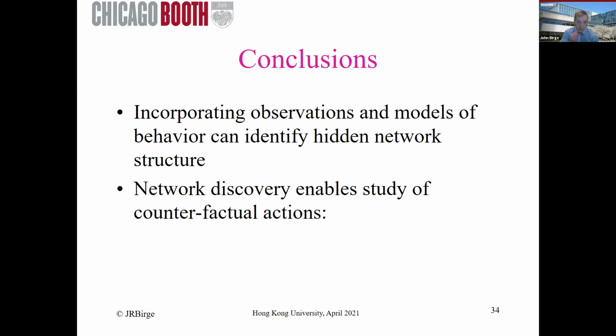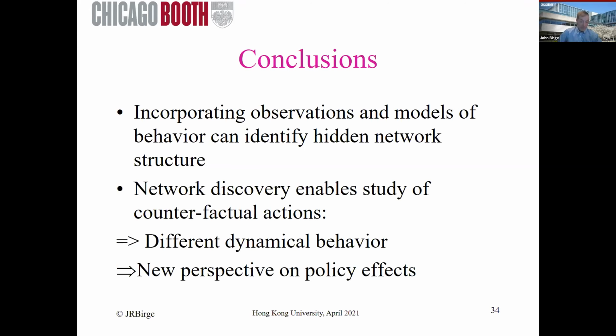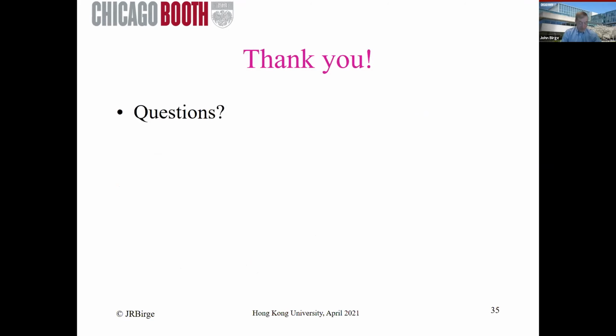However, we can use this ability to take our observations and then from the observations infer something about the network structure and use that to look at different kinds of counterfactuals. And that allows us to look at different kinds of dynamic behavior, different kinds of policies, the effects of those policies, and to look at the overall impact on the global supply chain. So with that, thank you for your attention. And now hopefully I have some time for questions.